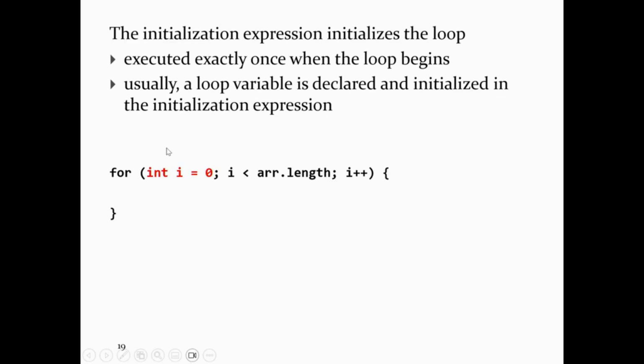Okay, so what does the initialization expression do? It's the first part of the loop. Basically it declares any of your loop variables, and then it sets the value of the loop variable. This is the normal way that you would write a counting style loop, where you're using an index variable i.